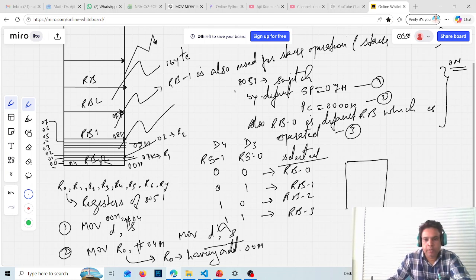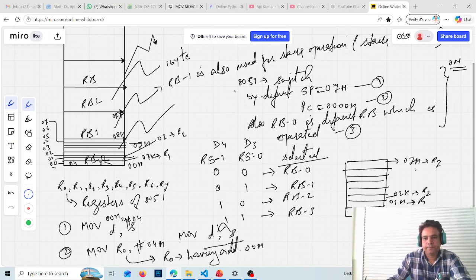Suppose that you have this register bank 0, so 1, 2, 3, 4, 5, 6, 7. So this is the address 00H, which is assigned to R0. Similarly, 01H is assigned to R1, then 02H is assigned to R2, like this. This 07H is assigned to R7. What I mean is, this is applicable for all these registers R0 to R7.